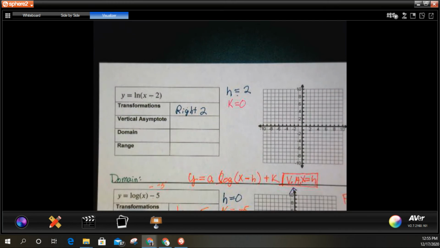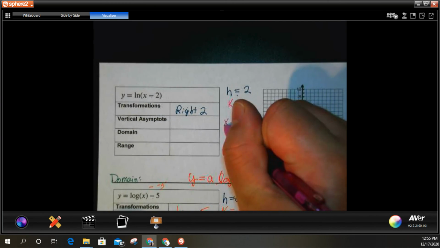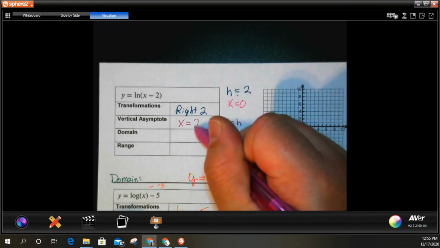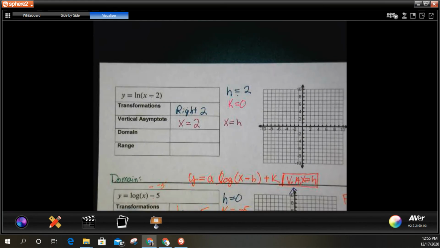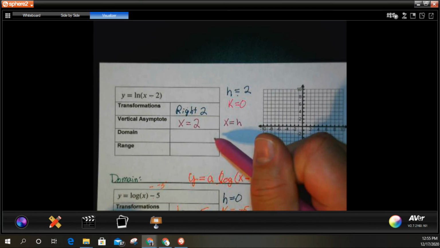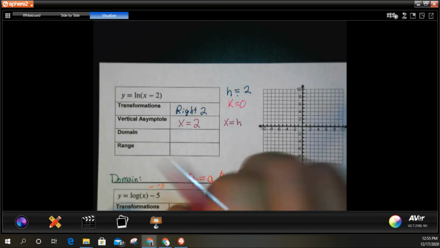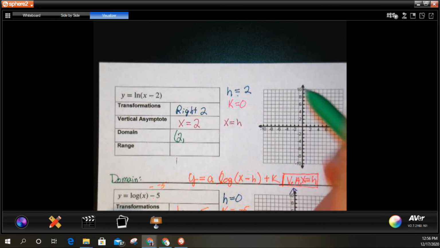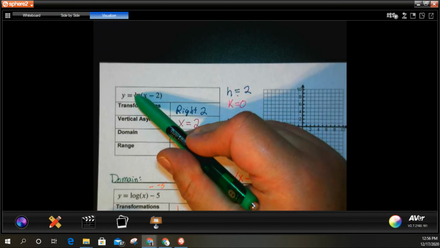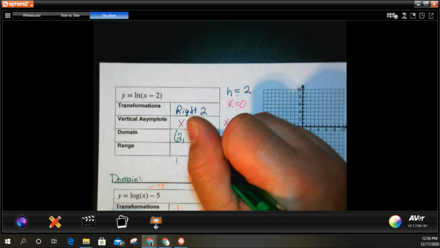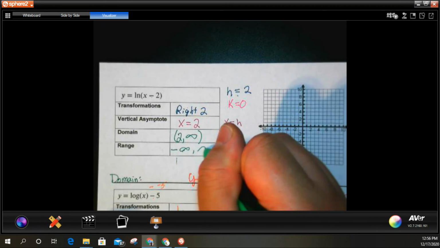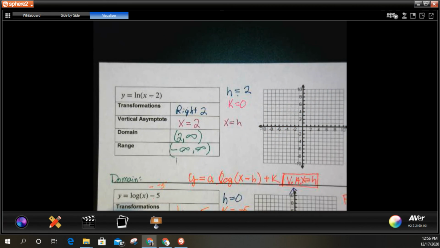My domain is going to be my h plus or minus infinity. Well, my h is 2, and the sign in front of the infinity is going to be positive because my a is positive. And my range, always negative infinity, positive infinity for log functions, even natural log. Let's graph this. Vertical asymptote 2, x equals 2.